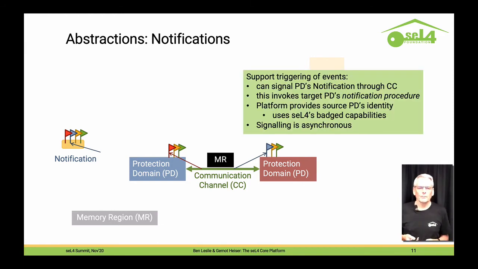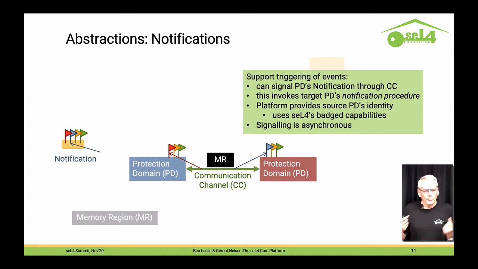So in particular, notifications support triggering of events. You can signal another PD's notification if you're connected to it via a channel, in which case that will trigger the platform to invoke the notification procedure of the target protection domain. Remember, when I initially talked about protection domains, I said each one has a notification procedure. Well, this is exactly how you get it activated, by signaling the protection domain.